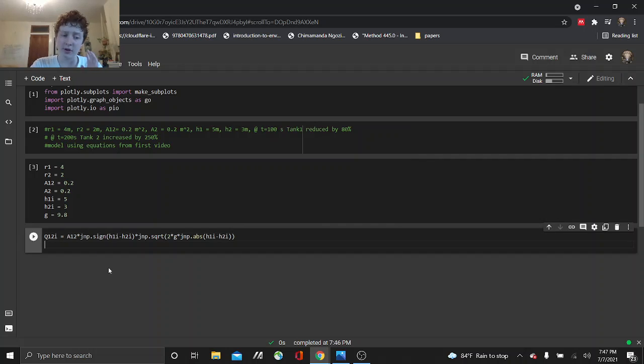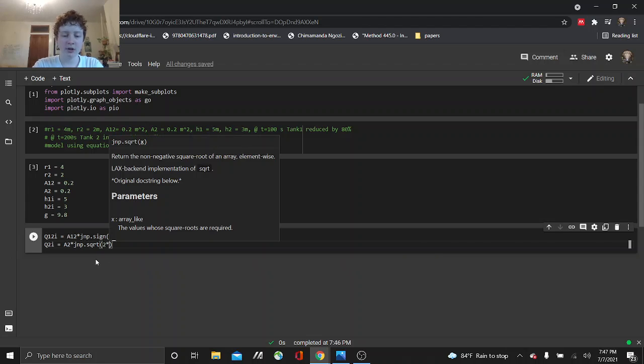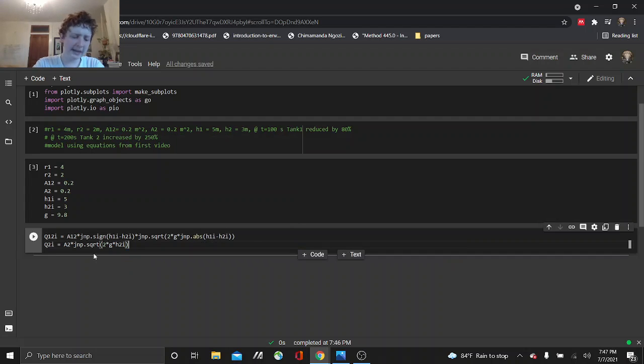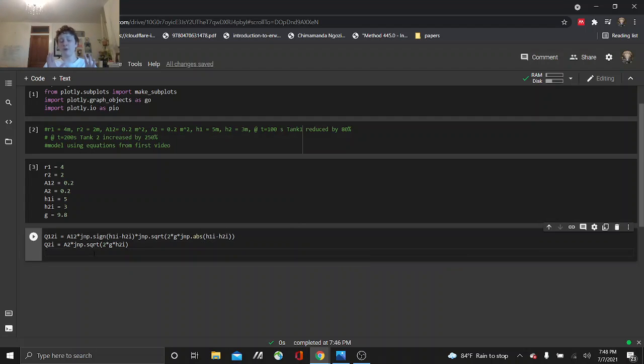So then we've got the Q2 initial, and that was just equal to the cross-sectional area of the pipe multiplied by the square root of 2 times the acceleration due to gravity multiplied by H2 initial. Now, we're solving for the initial flow rates with the initial heights and initial values that we've been given, right?